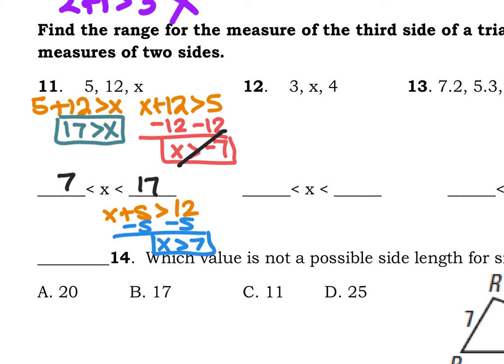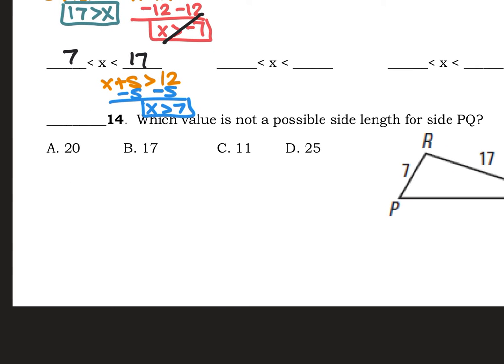Okay, I think you guys can do 12 and 13. Let's go down to 14, okay? So on 14, it says which value is not possible. So if I'm asking you which one is not possible, what do you think we have to figure out first? How do we figure out which ones are possible? We do the same thing we were just doing. We're going to figure out the range. So we're going to do 7 plus 17 is greater than X.